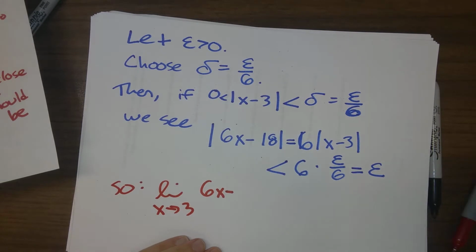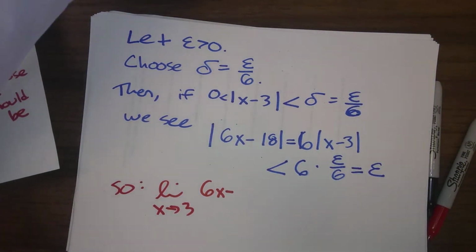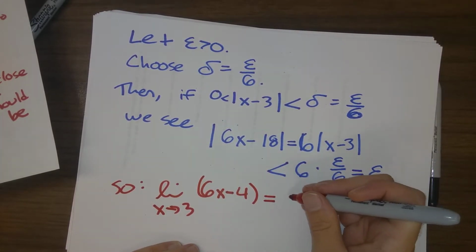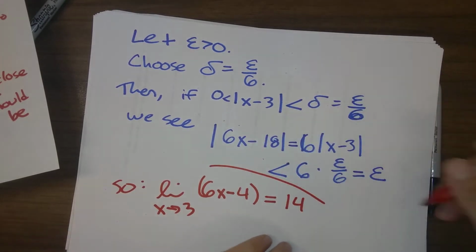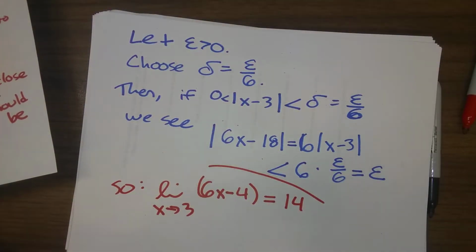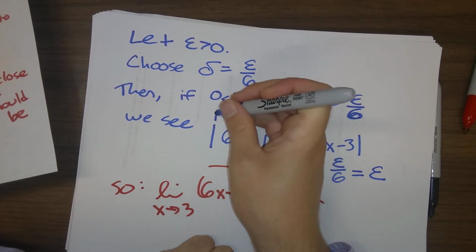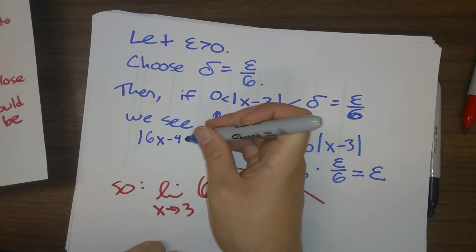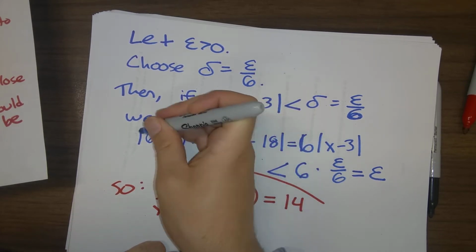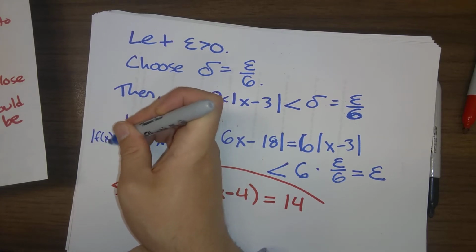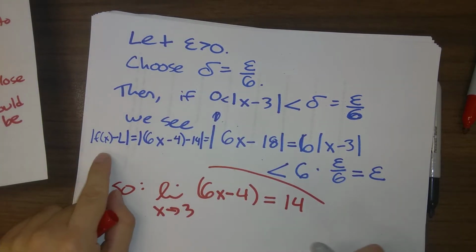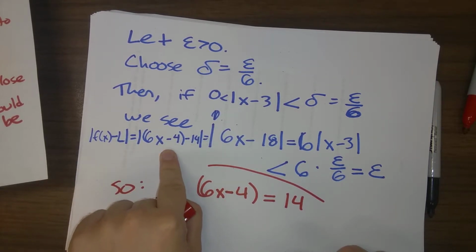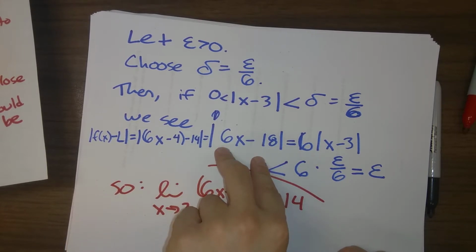So I should have written, I'm realizing I made one little thing here that was not too good. I'll explain what that is in just a moment. The thing I should have written here was one more preliminary step, which is we want this to be 6x minus 4 minus 14, because this is f of x minus L. So what do we want? We want the absolute value of f of x minus L to be small. f of x is 6x minus 4, L is 14, so that's 6x minus 18.